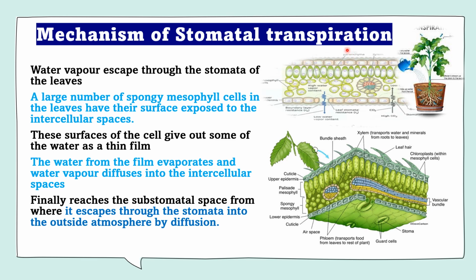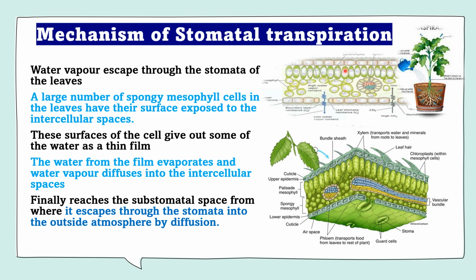Mechanism of stomatal transpiration. In stomatal transpiration, water vapor escapes through the stomata of the leaves. Water after absorption by the roots from the soil rises up through the stem and reaches the tissues of the leaves through veins. You know that. A large number of spongy mesophyll cells you can see in the leaves. Here this is the cross section of the leaf. Here you can see a large number of spongy mesophyll cells.